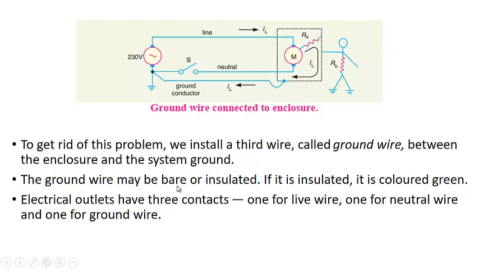The ground wire may be bare or insulated. Usually it should be insulated in the homes, and you will see that it will always be insulated. When it is insulated, it is colored green. Electrical outlets have three contacts. You will see that we have three contacts in an electrical outlet: one is for live, another for neutral, and one for the ground wire.